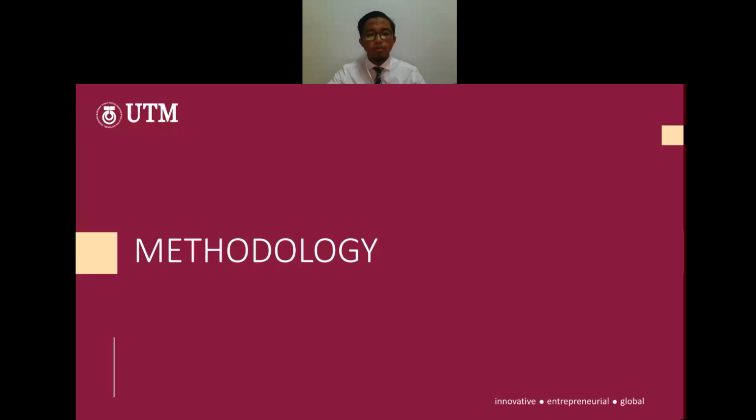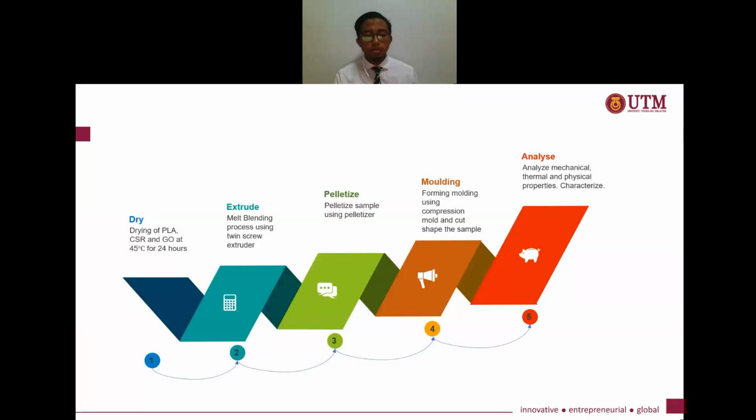The methodology that we use: we start with drying of PLA, CSR, and graphene oxide at 45 degrees Celsius for a day, and then we extrude all of these materials in a twin screw extruder by melt blending process, and we pelletize all the samples using a pelletizer. We mold the samples using compression molding and cut the shapes based on the tests that we conduct. We analyze the mechanical, thermal, and physical properties, and also we characterize the samples.